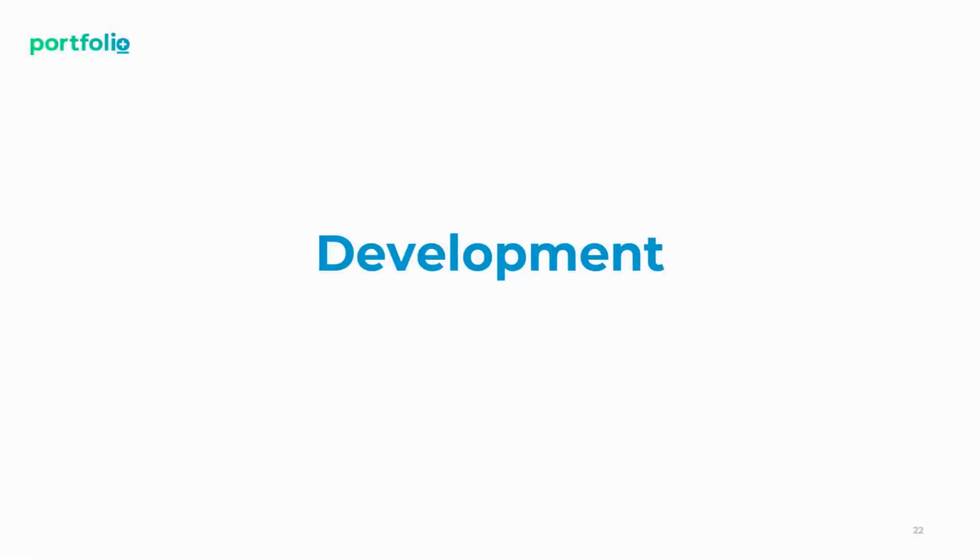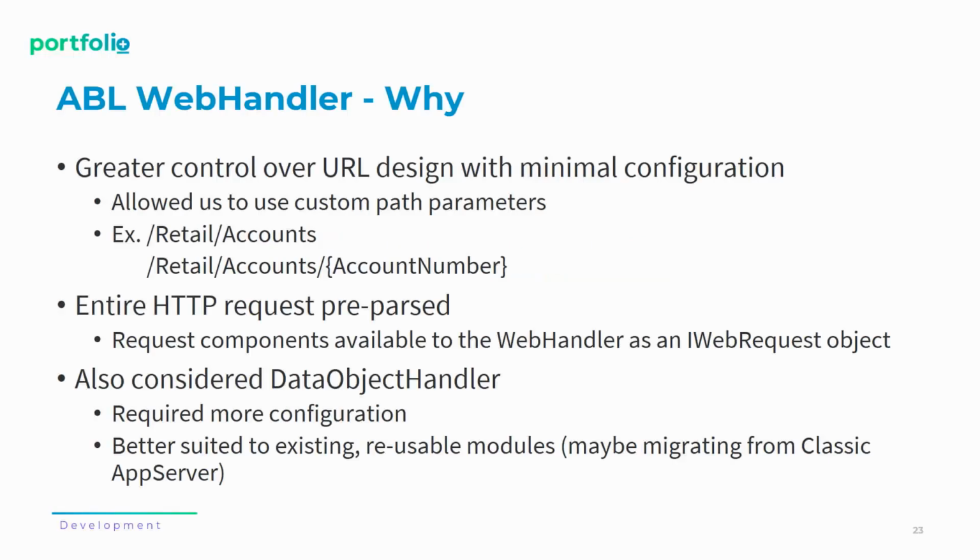So with all that in mind, I'm going to talk a little bit more about the development that we did, specifically around web handlers, and hopefully touch on some of the challenges that I think you might run into, and what's worked and what hasn't. So first, why did we choose ABL WebHandler? Like David was talking about, it was important to us to have full control over the URLs. We wanted to make a RESTful API that was going to follow standards and be nice to work with. And so the annotated REST and the data object services didn't quite work for us.